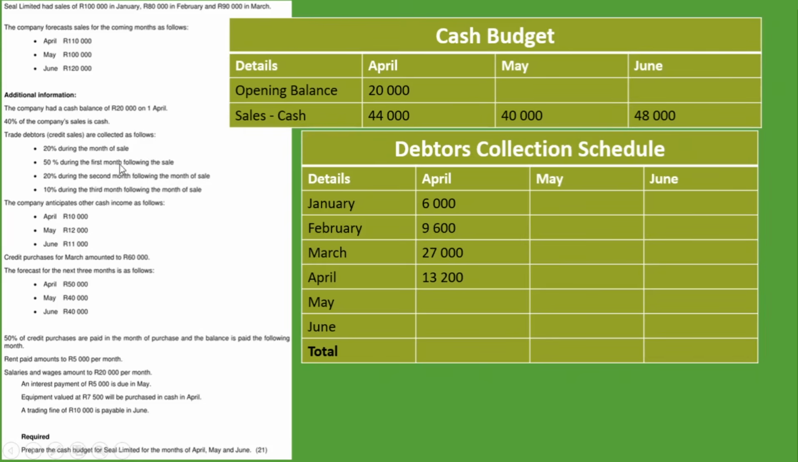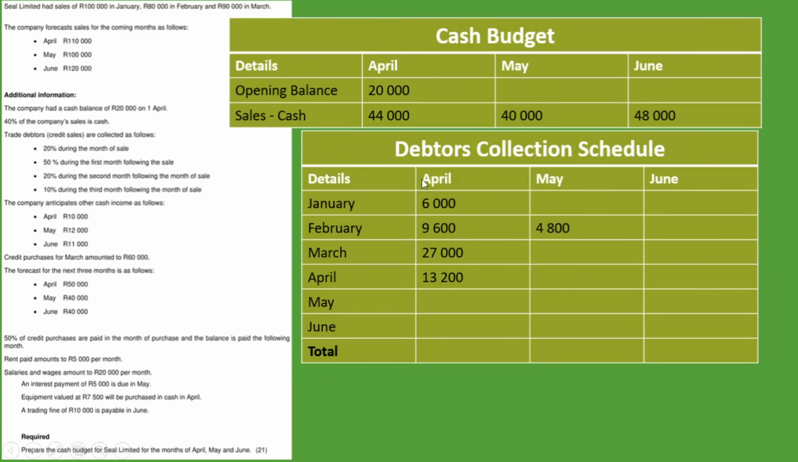Now February, we know that 10% will be collected during the third month following the month of sale, and that is February, March, April, and May. So we know that 10% of February's credit sales will be collected in May. And we do the exact same thing we did for January. We take February's total sales, 80,000 Rand, times 60%, the total credit sales, times whatever will be collected in May, which is 10%. We get 4,800 Rand. So we put 4,800 Rand in February.